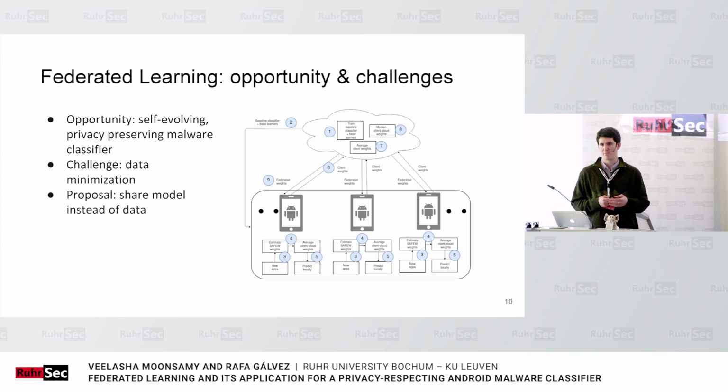Self-evolving, because of what Veelasha explained about the rounds: new users install new applications, and you keep training the model every round, and then you get a better model every day that you train it. The challenge that we solve is data minimization. Now we don't share data, we share only parameters. So for us in this talk, a model is a set of parameters that you can use to apply a function and predict something. In our case, whether an app is malicious or clean.